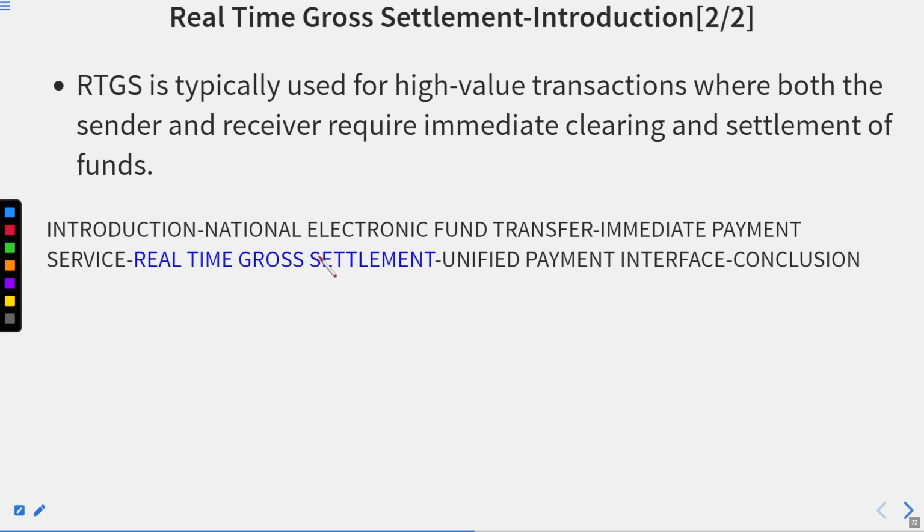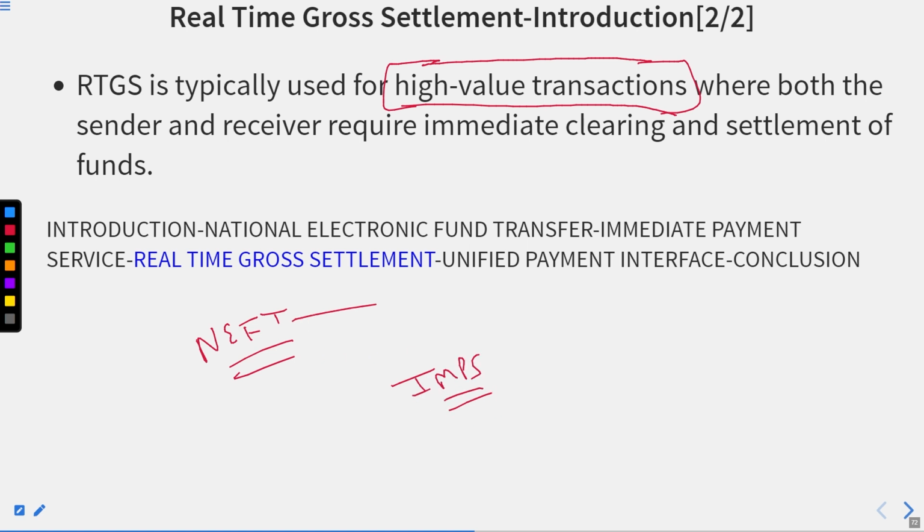RTGS is typically used for high value transactions where both the sender and receiver require immediate clearing and settlement of funds. The second thing we have seen here is the high value transactions. In National Electronic Fund Transfer and in immediate payment service, one thing was very much common: there was no official minimum limit on these transactions. However, the individual banks have the right to decide the minimum limit with which they could proceed with NEFT or IMPS respectively.